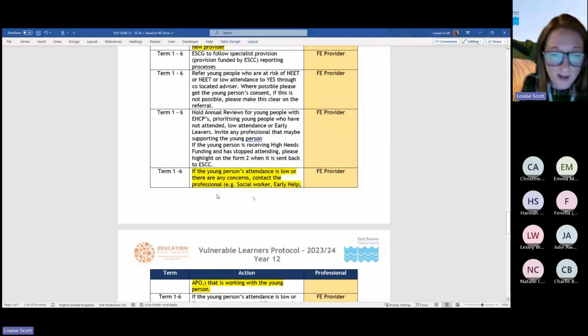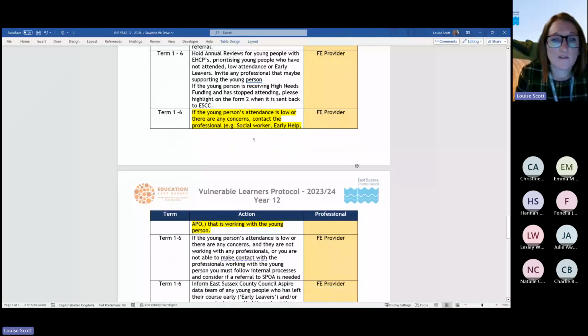So just scrolling down to the next one that I've highlighted, again for the FE provider, term 1 to term 6. If the young person's attendance is low or there are concerns, contact the professional that is working with the young person. Again, this is information that I'm not here to teach you to suck eggs. This is just about explaining this resource and having all that information in one place.